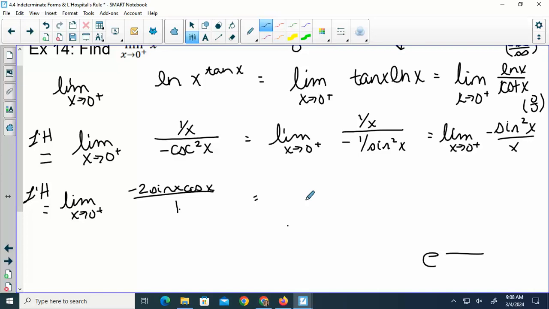But at some point you're going to have to simplify this. So just remember, any simplifying along the way that you can do will make your derivatives nicer and give you easier things to look at. So we have negative 2, sine of 0 is 0, cosine of 0 is 1, so we get 0. So my answer is e to the 0 power, which is 1.